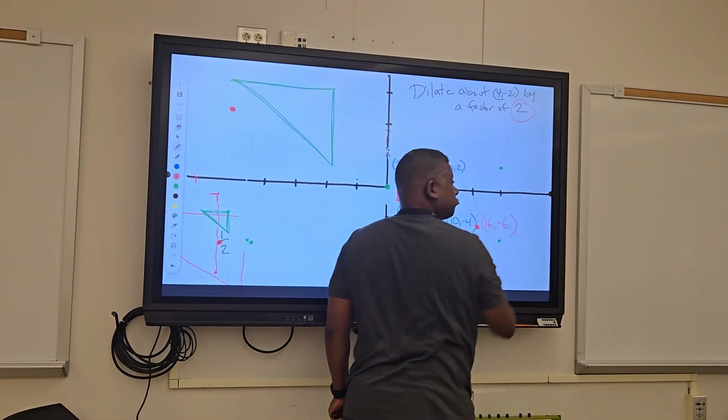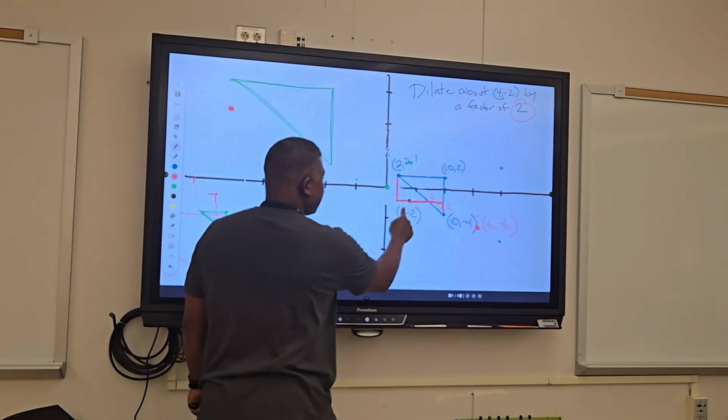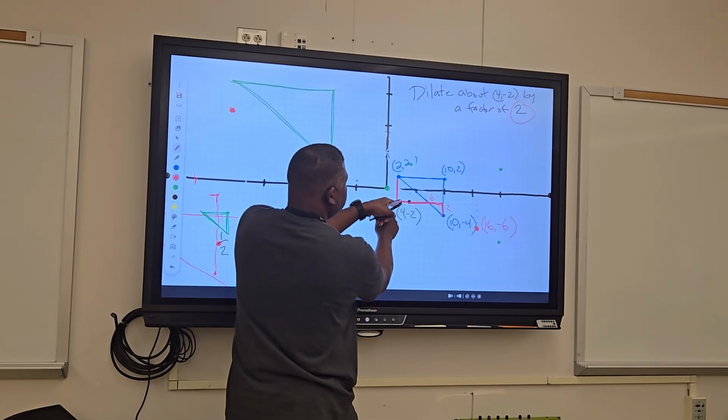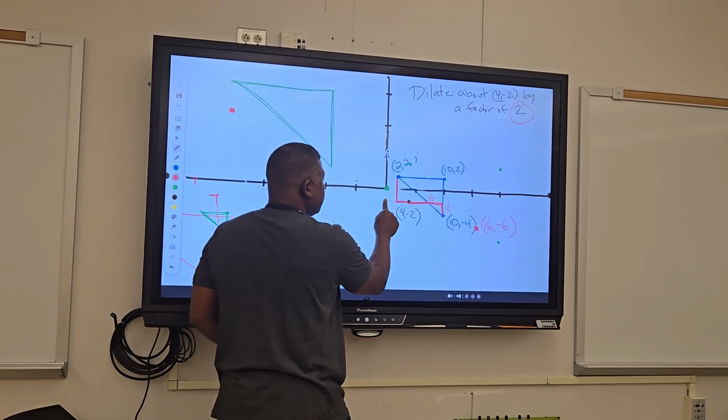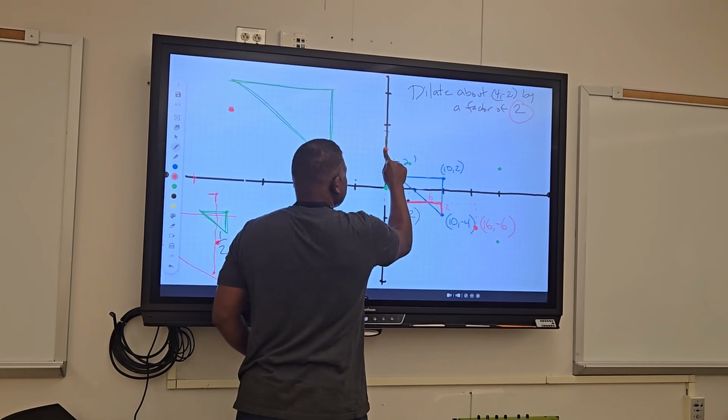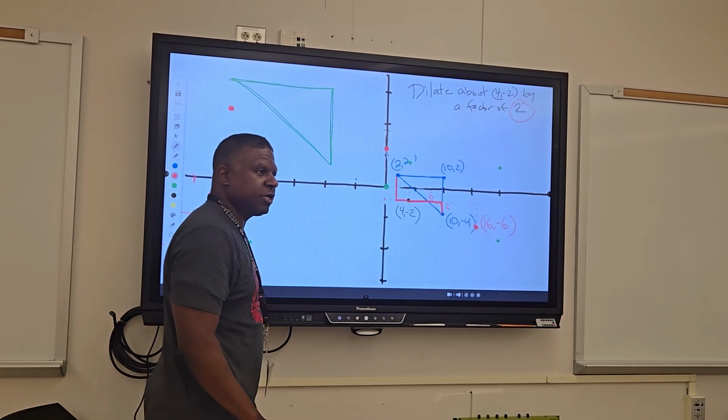Dilation factor is 2. Let's double that. So instead of back 2, I'm going to go back 1, 2, 3, 4. And instead of up 4, I'm going to go up 8. 1, 2, 3, 4, 5, 6, 7, 8. I'm going to end up over here. So far, so good? Yes.